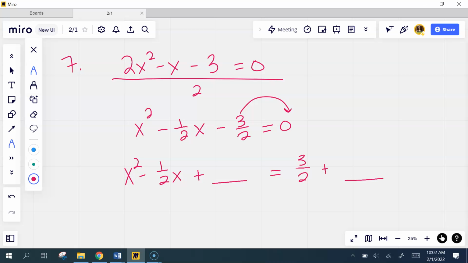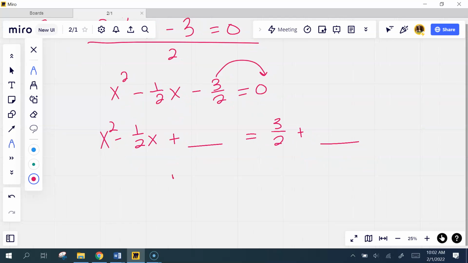So instead of dividing by 2 to find the good c, I'm going to multiply by 1/2 and then square it, because I don't want to divide a fraction. I would rather multiply by a reciprocal. So that's 1/4 squared, which is what? 1/16. And it's going to go here, and it's going to go here.